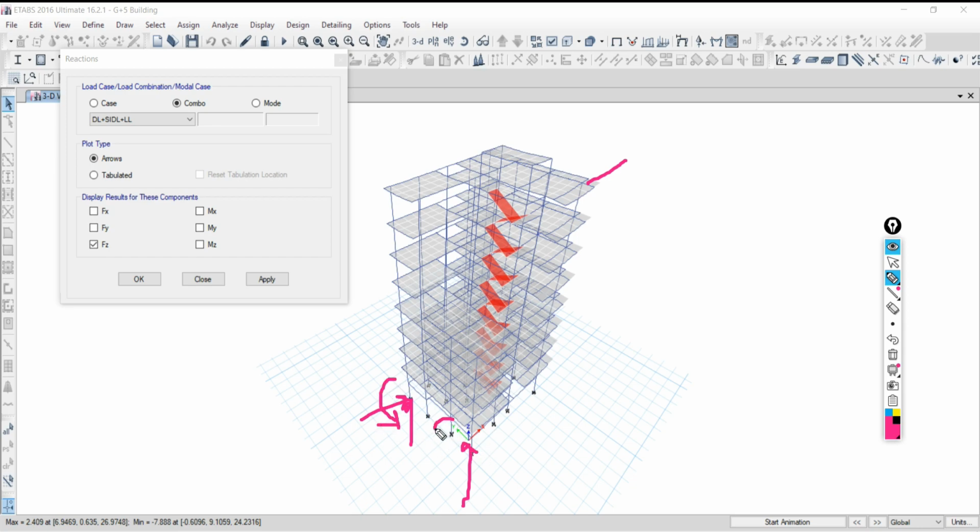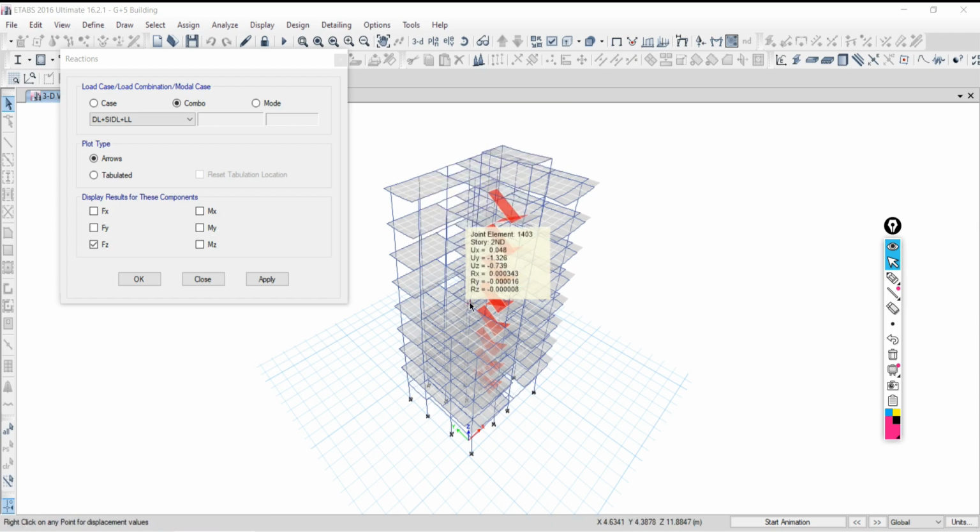So at the base you have to assign the fixed support. But when your structure is subjected to only the gravitational load, only hinge support will be enough. So here the upward reaction I am going to consider just to decide the area of footing.